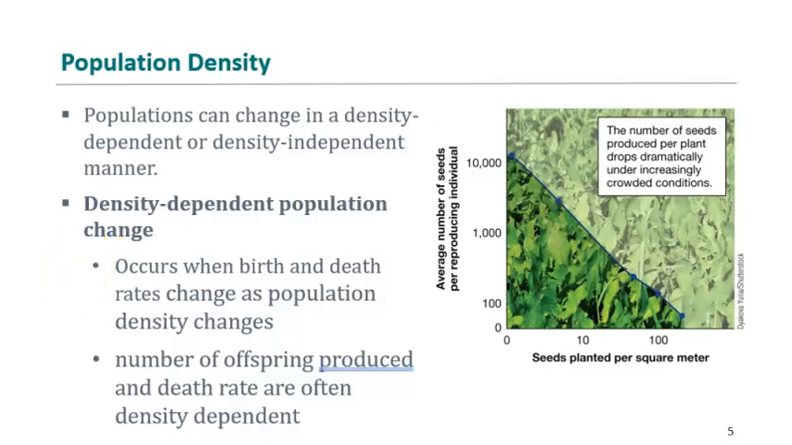Now we mentioned, so here it talks about the number of seeds produced per plant dramatically drops under increasingly crowded conditions. So as your density increases, what's going to happen is you start reaching, once again, that capacity for that particular environment. And so the seeds aren't going to be able to germinate because they're not getting the sunlight or whatever they need to germinate, right?